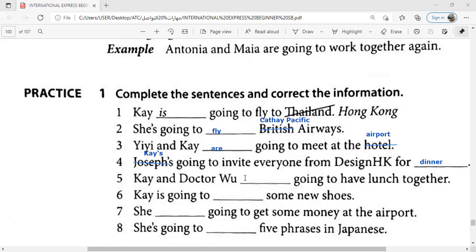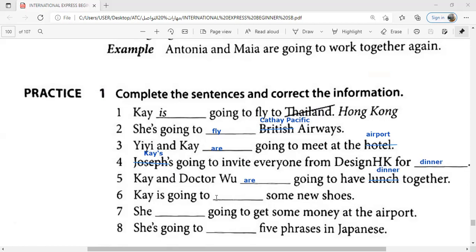Kay and Dr. Wu, thank you, are going to have lunch together. Lunch? They are going to have what? Breakfast? Dinner. They are going to have dinner together.